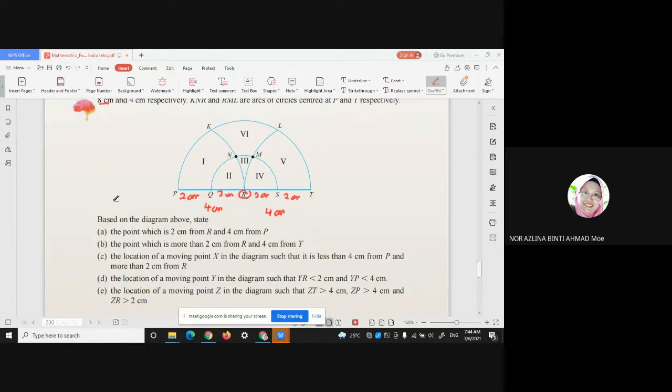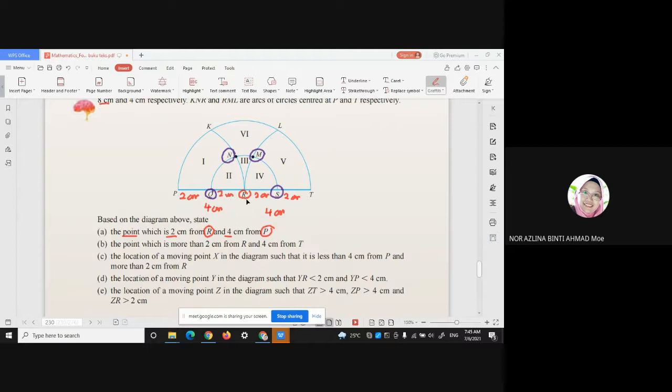Okay, now A, based on the diagram above, state the point. The question asks you point, which is 2 cm from R, and 4 cm from P. Okay, we do one by one. 2 cm from R. So 2 cm can be point. Okay, I use a different color, let's say purple. 2 cm from R. This is R. From point R, it can be point Q, point N, point M, and point S.